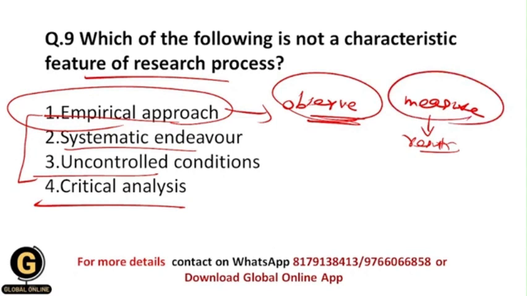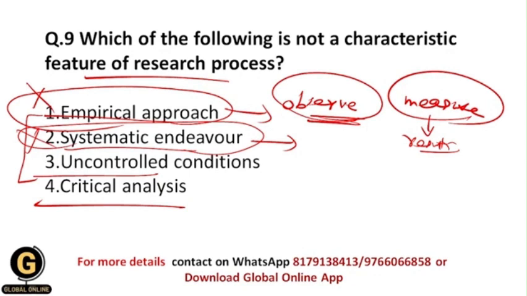This is nothing but the empirical method, and obviously within the research process we follow the empirical method. This is one of the characteristics of research process, so this option gets eliminated. Systematic endeavor means systematic process, and as we have seen earlier in this video, research process is a systematic procedure in which we follow different steps sequentially, and it is also a scientific method. So this is again a characteristic of research process, so this gets eliminated.